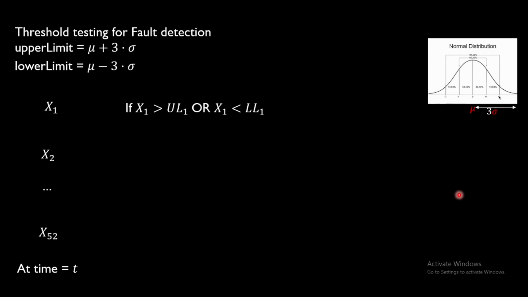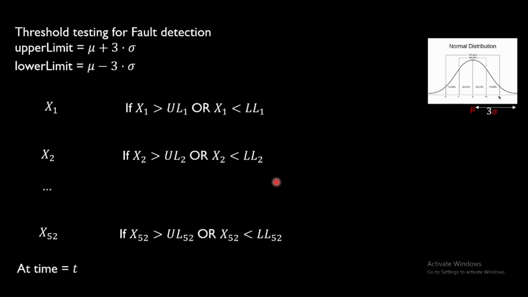Then we do a threshold testing. What is our threshold? UL1 is our upper limit and LL1 is our lower limit. We need to check whether our x1 variable passes the upper limit or is lower than the lower limit. If this is true, then it will indicate a fault. The same we do for the x2 variable, with upper limit 2 and lower limit 2, and the same for all the variables.